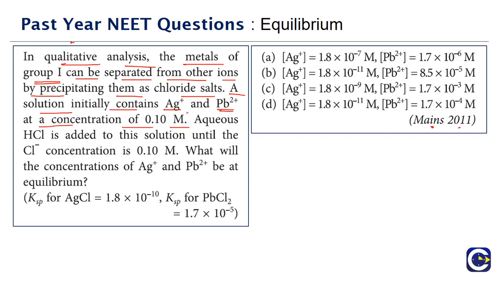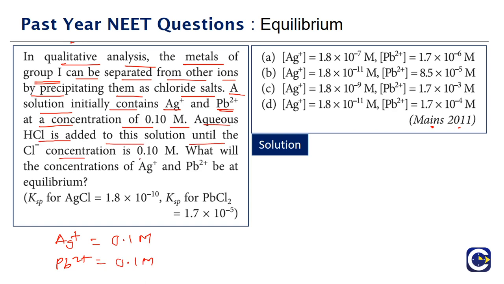So the initial concentration of Ag+ is 0.1 molar, and the Pb2+ concentration is also 0.1 molar. Aqueous HCl is added to the solution until the chloride ion concentration becomes 0.1 molar. So we keep on adding HCl so that the chloride ion finally becomes 0.1 molar. This is the final, and these two are the initial. What will be the concentration of Ag+ and Pb2+ at equilibrium?